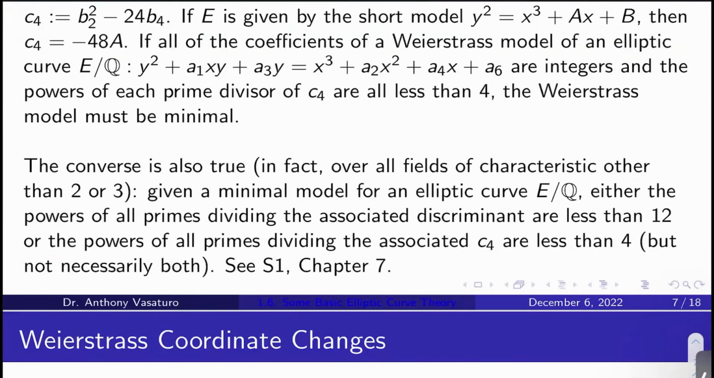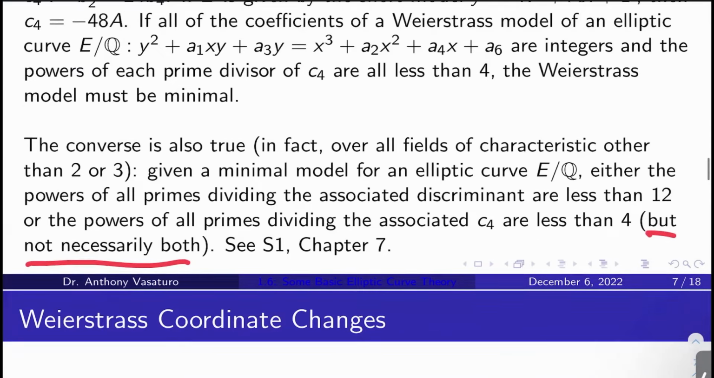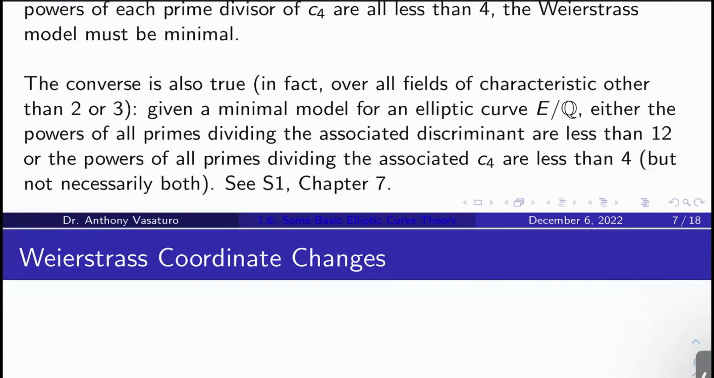In fact, you can talk about all of this stuff over fields of really any characteristic, and the converse is true over fields of characteristic other than 2 or 3. And that converse is, if I give you a minimal model for an elliptic curve E over Q, either the powers of all the primes dividing the associated discriminant are all less than 12, or the powers of all the primes dividing the associated C4 are less than 4. Unfortunately, it's not true that both of those things have to hold, though. Okay, and you can see S1 chapter 7 about this.